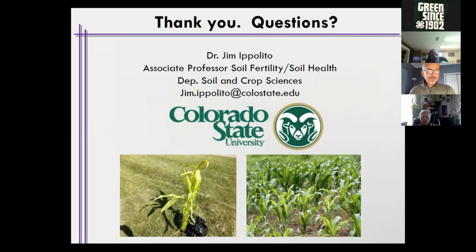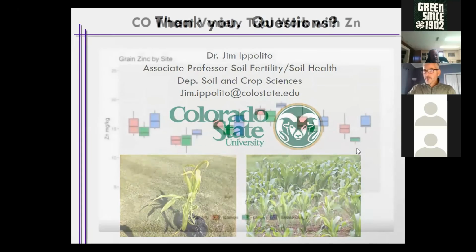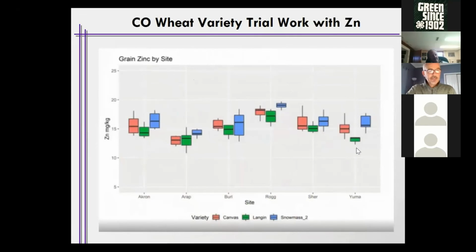So Jim, your low zinc wheat. I'm presuming if our soil tests were up in the sufficient range above 0.5, that the grain zinc would come up too? That's a great question.